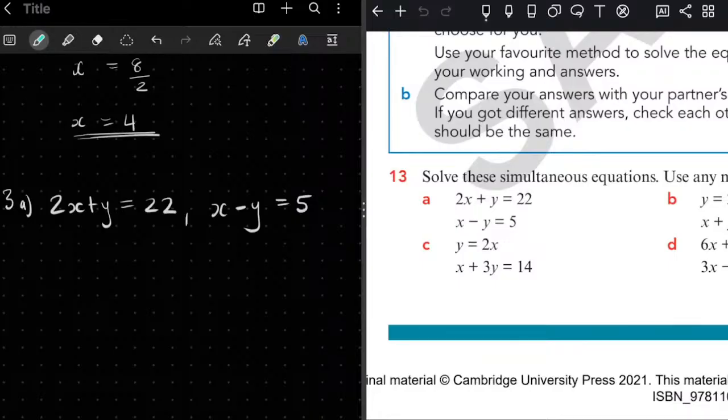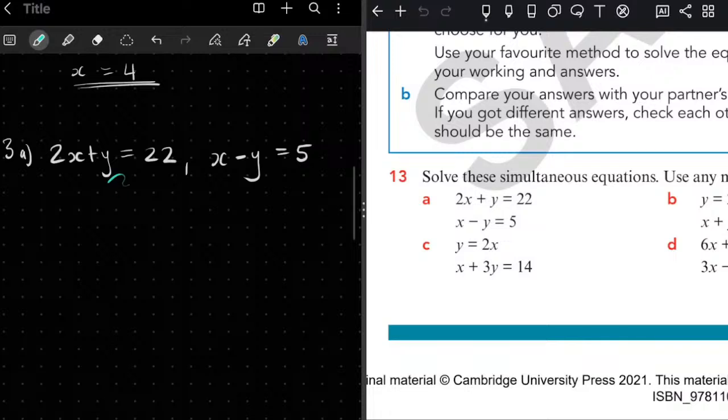You should make y be alone, right? You should make it be the subject, right? That's the most important thing. So here we take this 2x to the other side. You must know how to make subject. 2x goes to the other side. It will now subtract. So y will be 22 minus 2x.